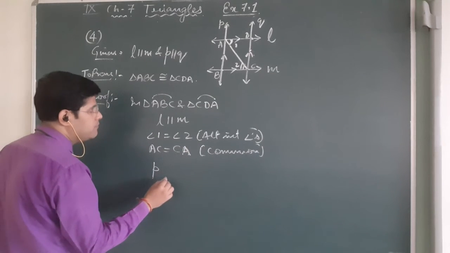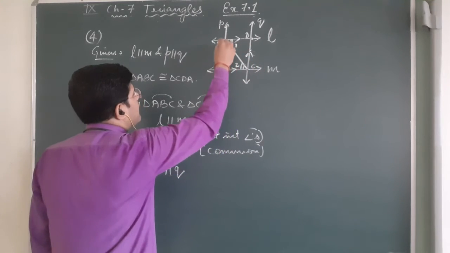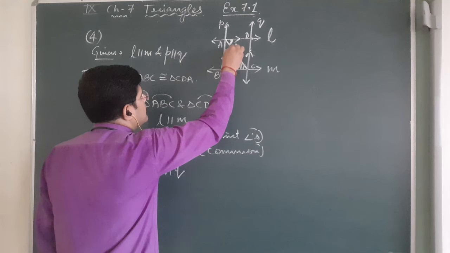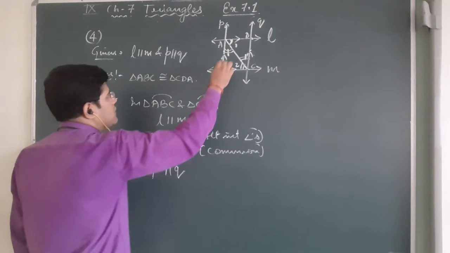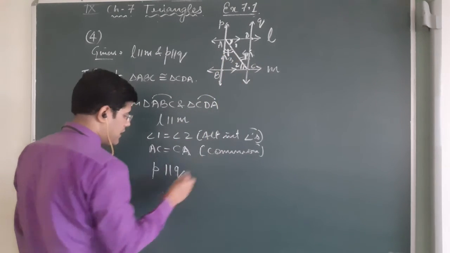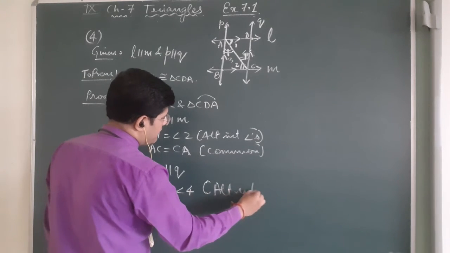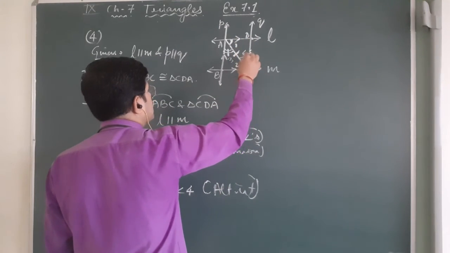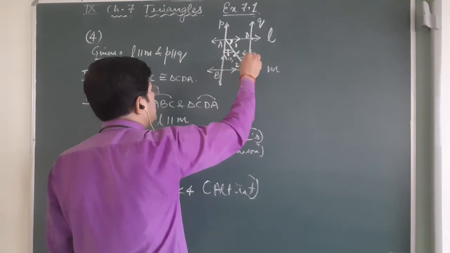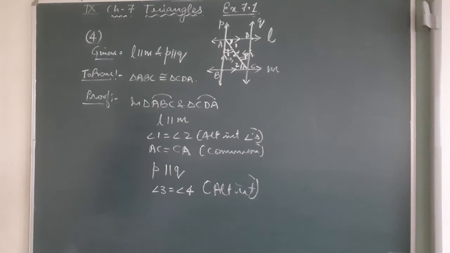Here P parallel to Q. So after this P parallel to Q, these angles are equal to those angles. Angle 3 equal to angle 4. The same reason, alternate angles here. So angle 1 and the second angle, and angle 3 and the fourth angle. So here angle 1 equal to angle 2. Angle 3 equal to angle 4. And AC equal to CA.